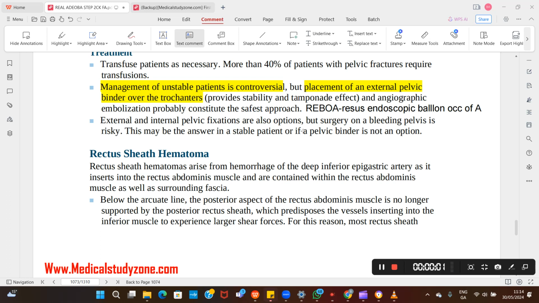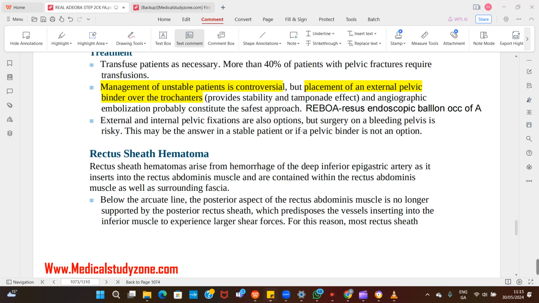Hi everyone. The rectus sheath hematoma is more like bleeding from injury to the deep inferior epigastric artery, which inserts into the rectus abdominis muscle. So we know that the rectus abdominis muscle is one of the superficial muscles within the central part of the abdomen, right? And it is covered by an aponeurosis, right, which is called the rectus sheath.